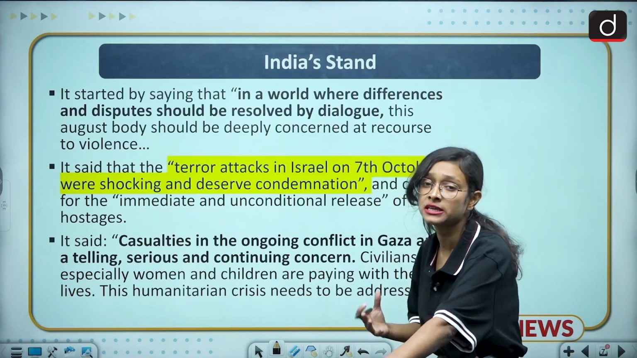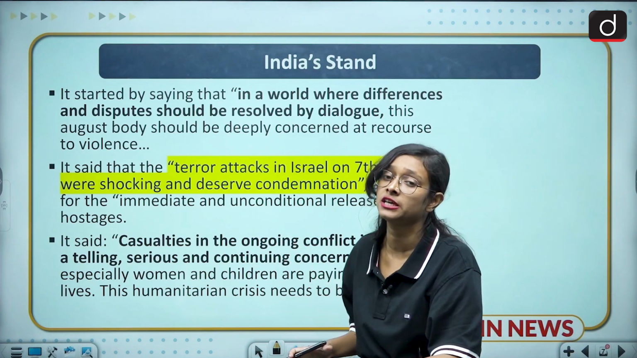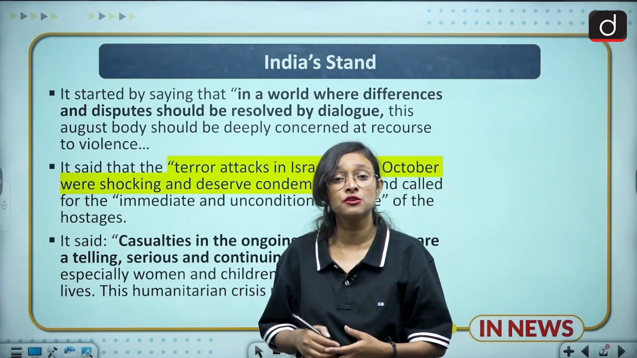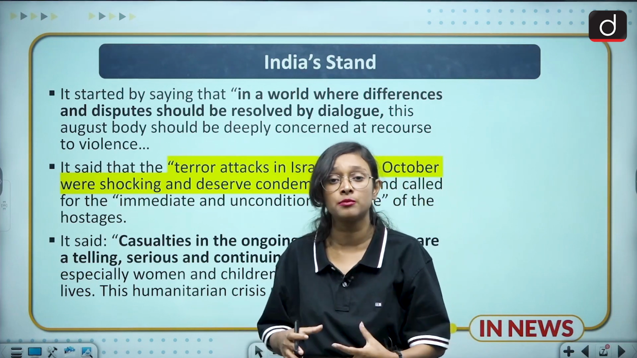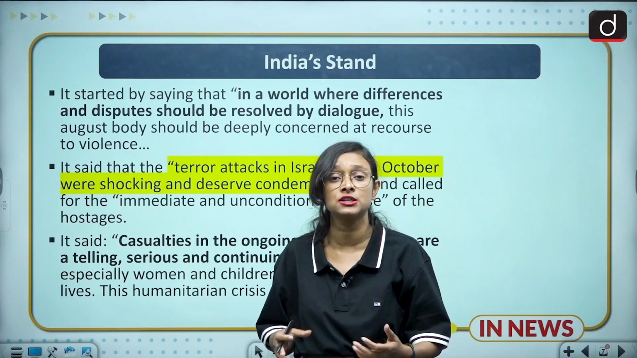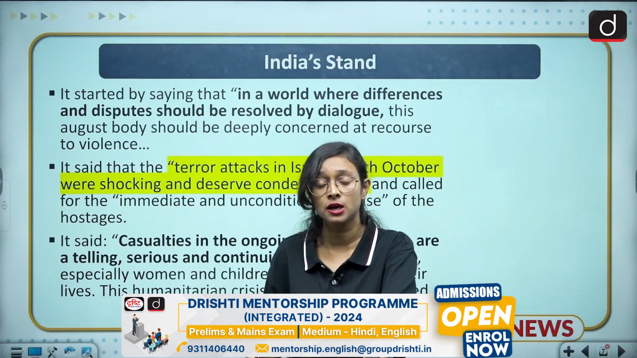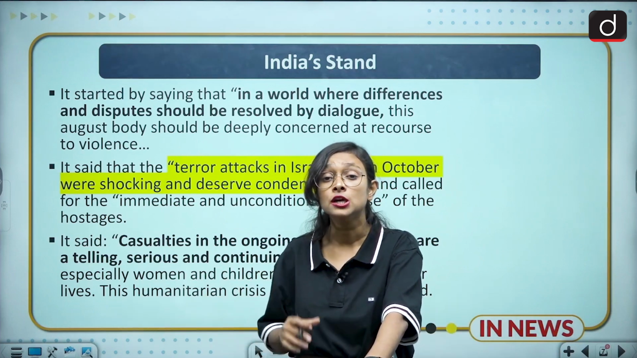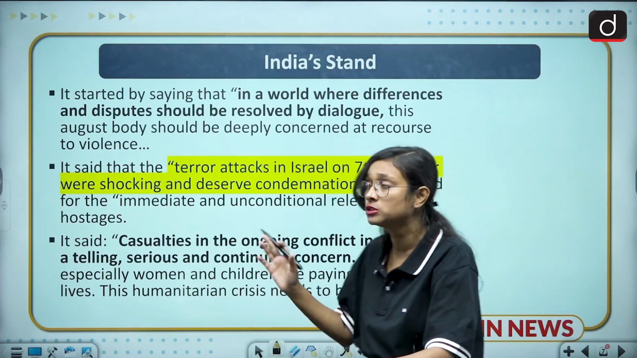There were so many casualties in this war, and we have seen that so many innocent people have been killed, and especially the women and children are in the most vulnerable conditions. So India had asked that humanity should not be compromised, they should be immediately released, and there should be an immediate truce between both the states and both the countries.